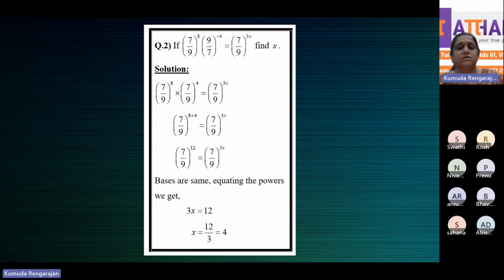I hope you understand this, children. When there is no sign in the middle, it's multiplication. There's no sign here. That means it's multiplication.